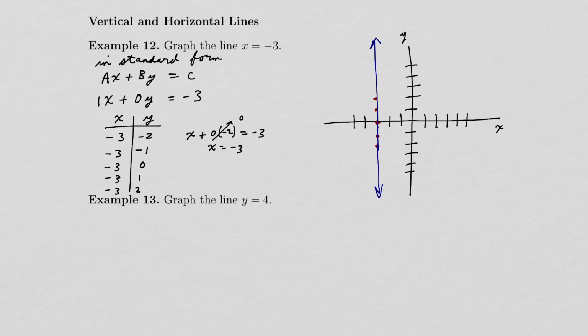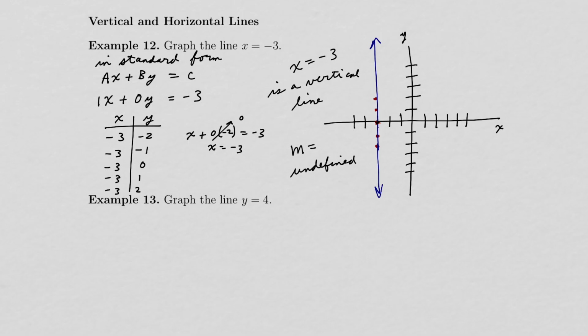Okay, so x equals negative 3 is a vertical line. And it happens to pass through the point here, negative 3 comma 0. What's true about the slope? Well, it's infinitely steep, right? So basically we would say that the slope is undefined. Remember, for a vertical line, the slope is always undefined.